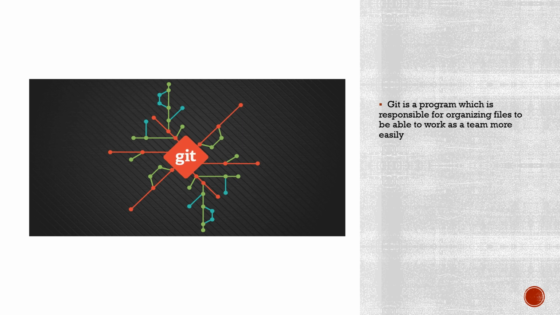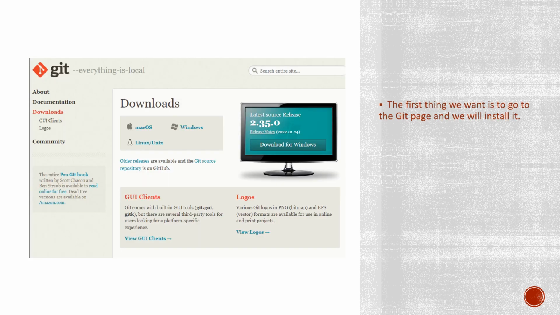This is GitHub. GitHub is a program responsible for organizing files to be able to work as a team more easily. The first step to use GitHub is to go to the GitHub page and download your GitHub version. You can use Windows, Mac, and Linux.